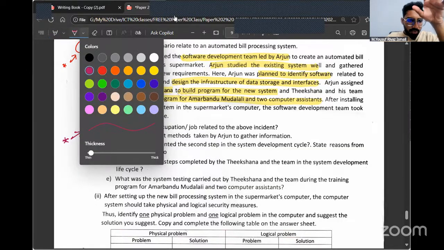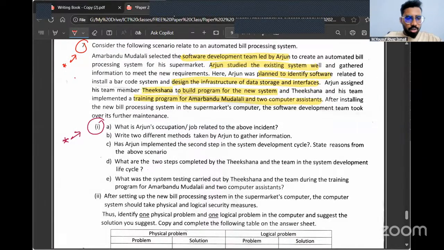Now, in different situations, there are different job roles you can figure out, because in this initial part they have said that Arjun was leading the software development team. Okay, normally a software development team is led by two possible people. Mostly, it's led by someone called a project manager. And the person who leads the software development team, mostly they are called a project manager.